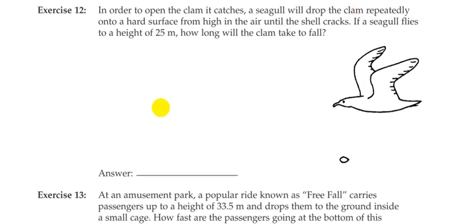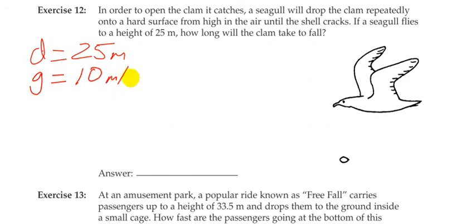What we have here is a seagull that's trying to drop a clam from a high surface onto a hard surface to crack it open. So it's dropping it from a height of 25 meters. We know that it's going to fall to the ground with gravity at an acceleration of 10 meters per second squared. And what we're trying to find out is how long the clam is going to fall.